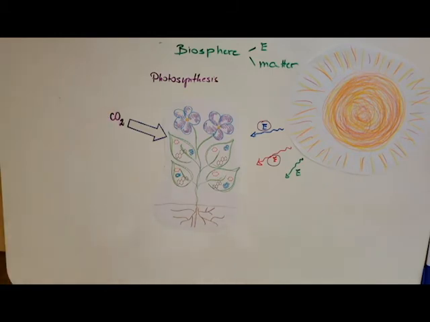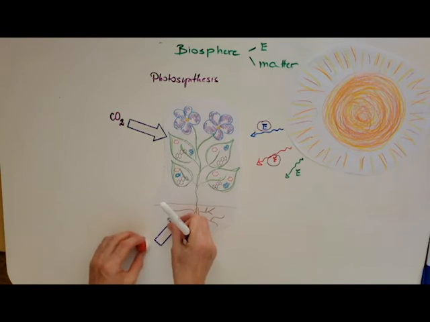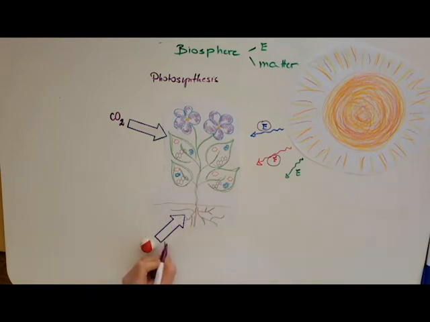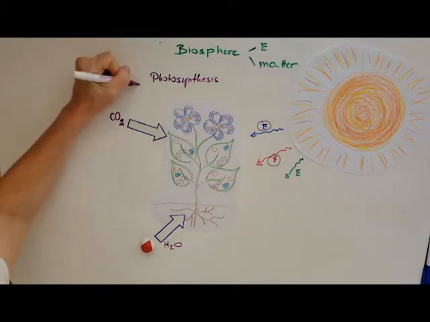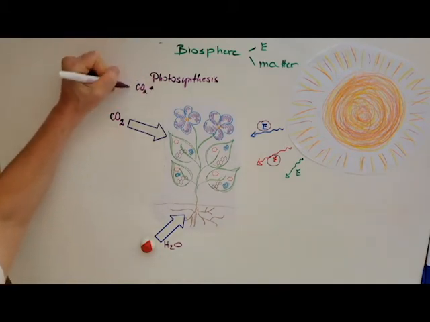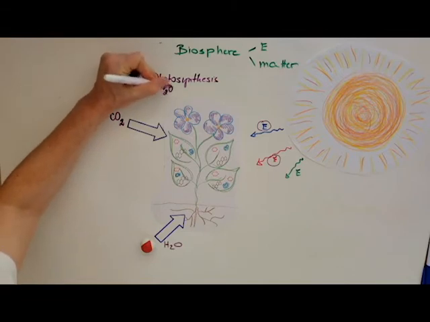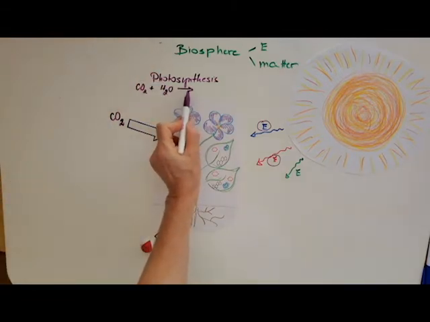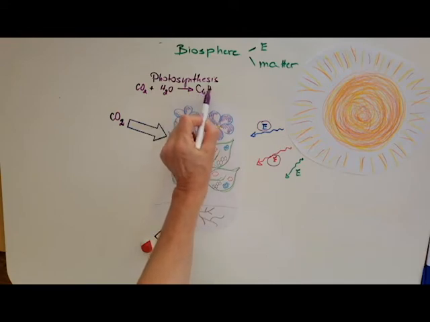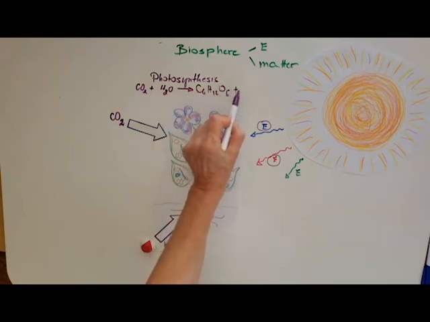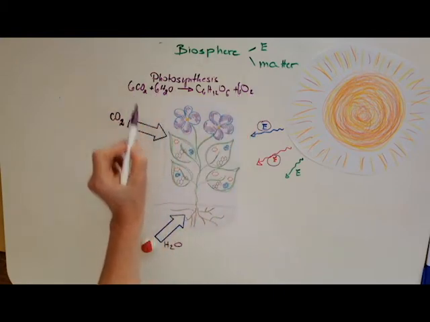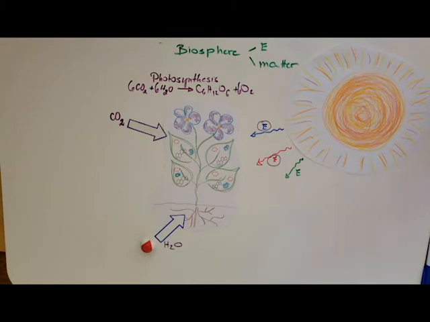Carbon dioxide is going to be picked up from the atmosphere by the plant, as well as water from the soil through its roots. The carbon dioxide and the water will combine with the help of energy that is coming from the sun, the light energy, to form carbohydrate, a glucose molecule, and also oxygen as a waste product.